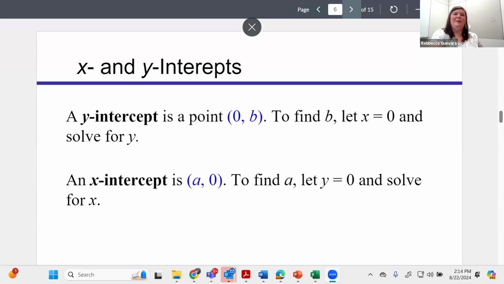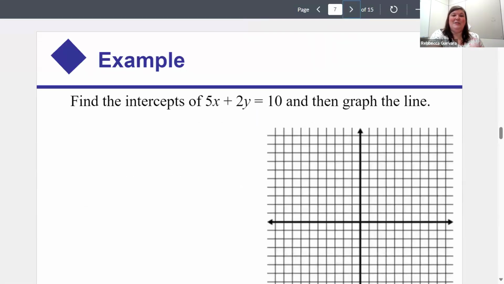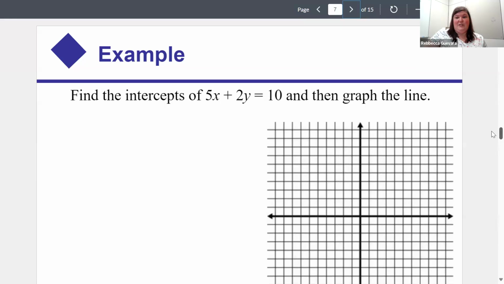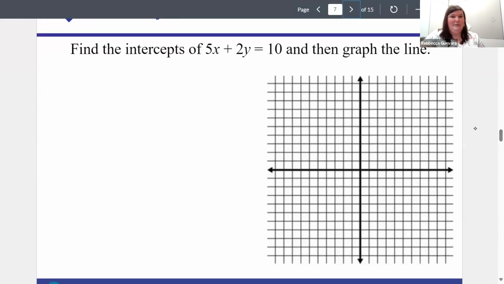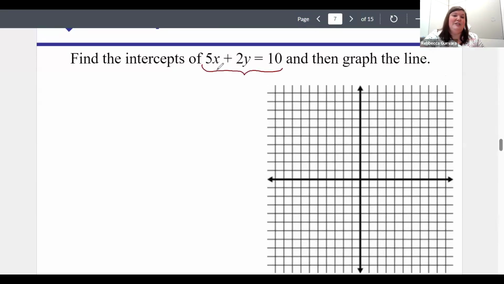I'm not sure what happened there, but we want to find the intercepts of 5x plus 2y equals 10, and then we're going to graph. So this is still a linear equation. As I mentioned previously, if I solved that for y, I would have your slope-intercept form, or your y equals mx plus b. But we don't need that here. This is what we like about intercepts. It's really easy to help us graph in certain situations, especially with an equation like this. I have less work to do.